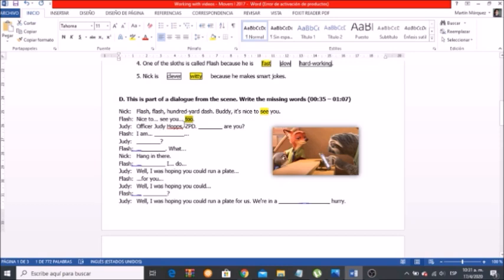Officer Judy Hobbs, ZPD. And the answer here? Very good. How are you? And then Flash says, I am doing very good. I am doing. And then what does Judy say? She says, fine.